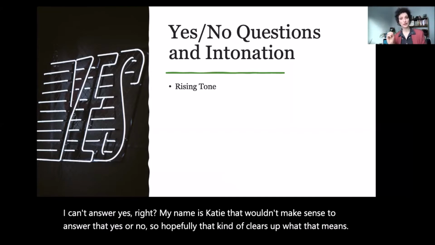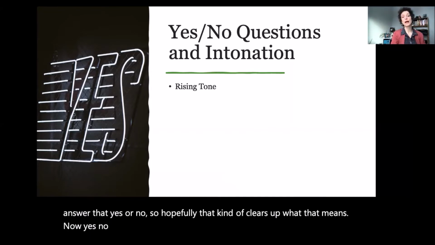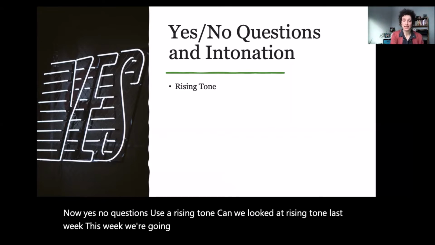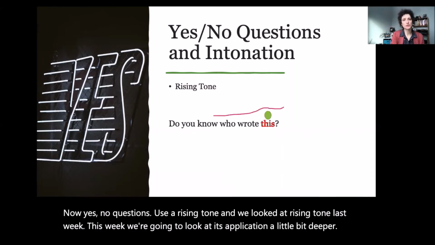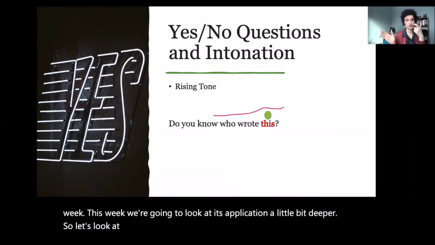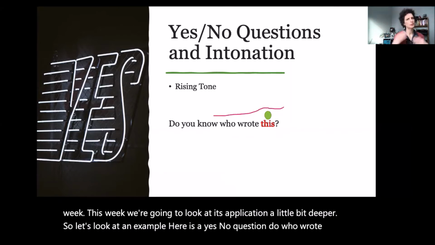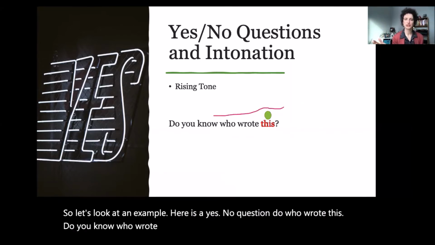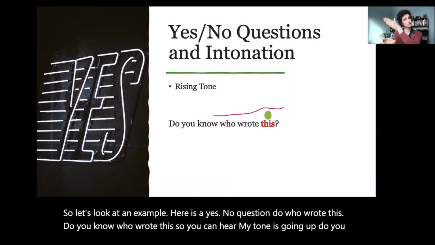Now, yes/no questions use a rising tone. Okay, we looked at rising tone last week. This week, we're going to look at its application a little bit deeper. So let's look at an example. Here is a yes/no question. Do you know who wrote this? Do you know who wrote this? So you can hear my tone is going up. Do you know who wrote this?